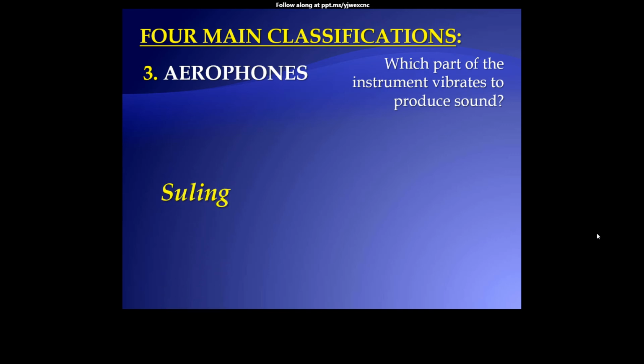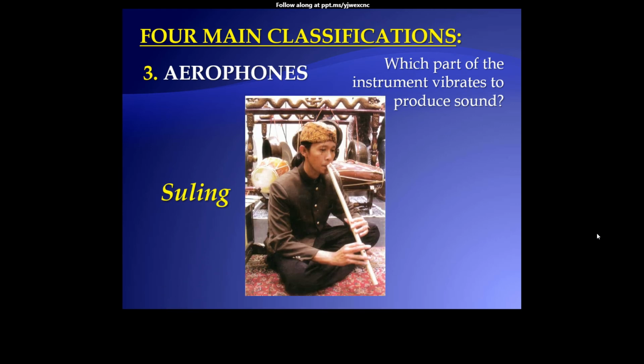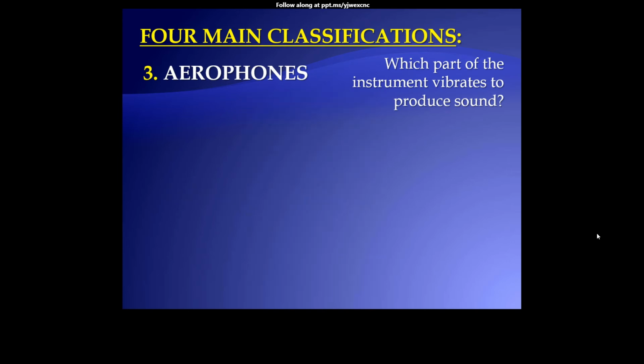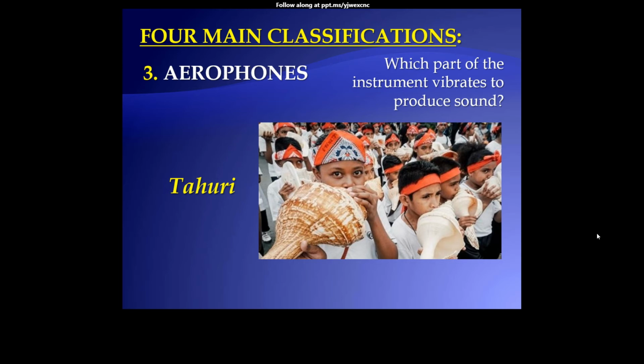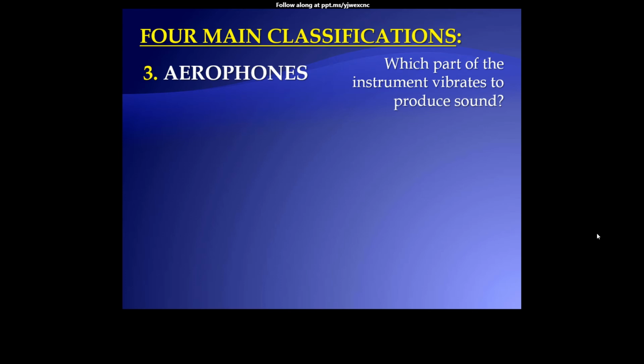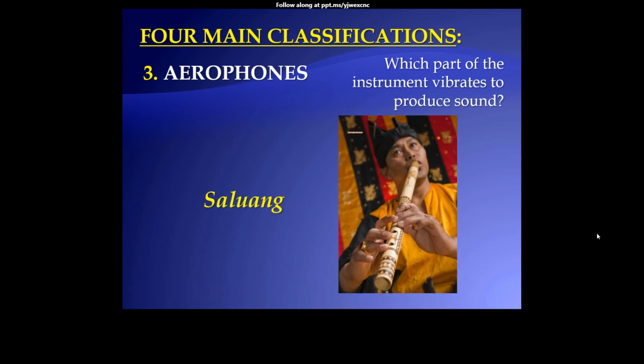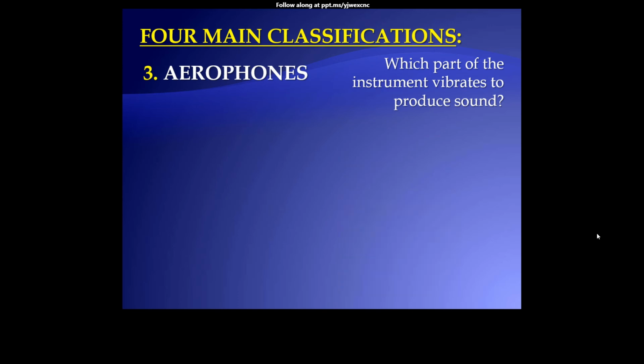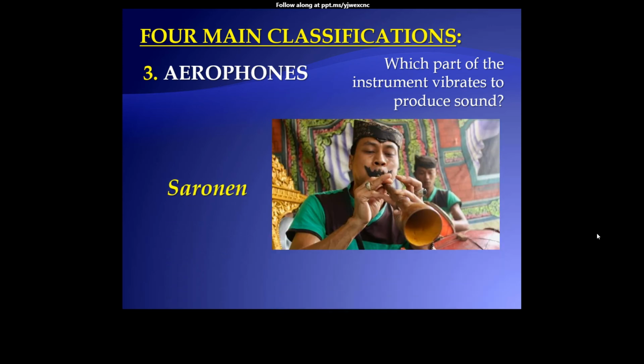The third one is aerophone. Which part of the instrument vibrates to produce sound? The first instrument of aerophone is suling. The second one is tahuri. This is made from seashell and well known in Maluku. The third instrument of aerophone is saluang from West Sumatra. And the last one is saronen, used in Ponorogo in East Java.